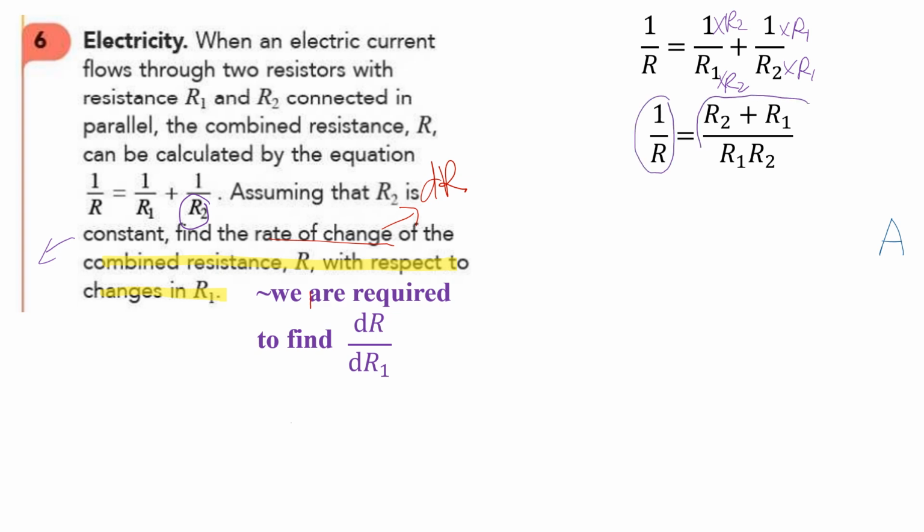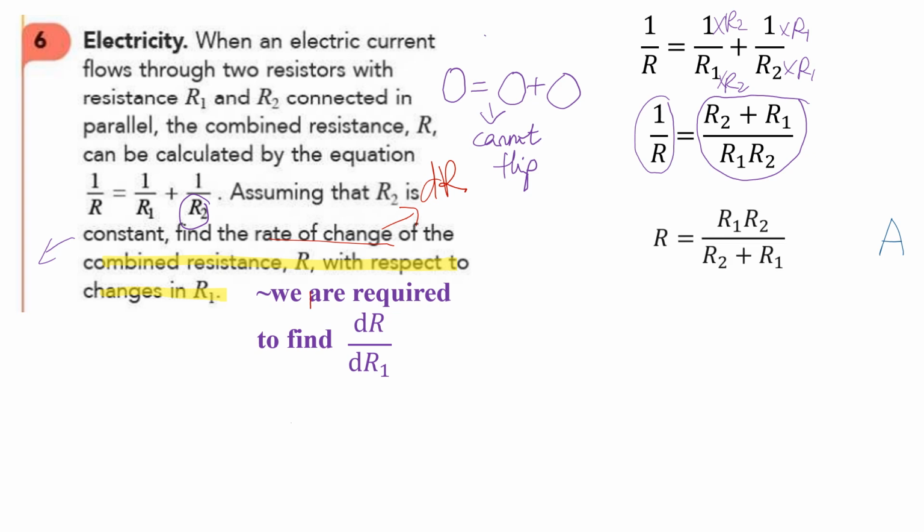You see, I can circle only one fraction on the left and one on the right. Not like this. If you have something like that, then you cannot flip. But if you have only one fraction on the left and one on the right, you can just do a flip. You'll get R over 1, which is R, equals R1 R2 over R2 plus R1.